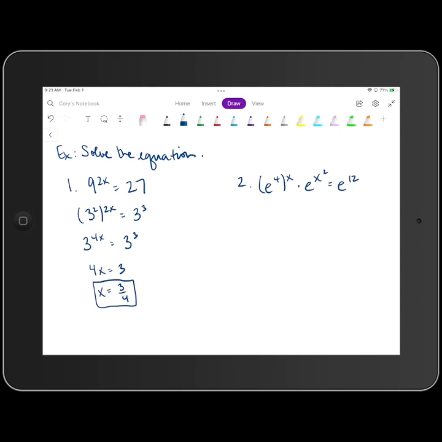Okay, I'm going to have you try number 2. For number 2, you have e to the 4th power raised to the x power, times e to the x squared power, is equal to e raised to the 12th power. All right, so go ahead and pause the video to work through that. And then when you're done, you can unpause and we'll take a look at the solution together.